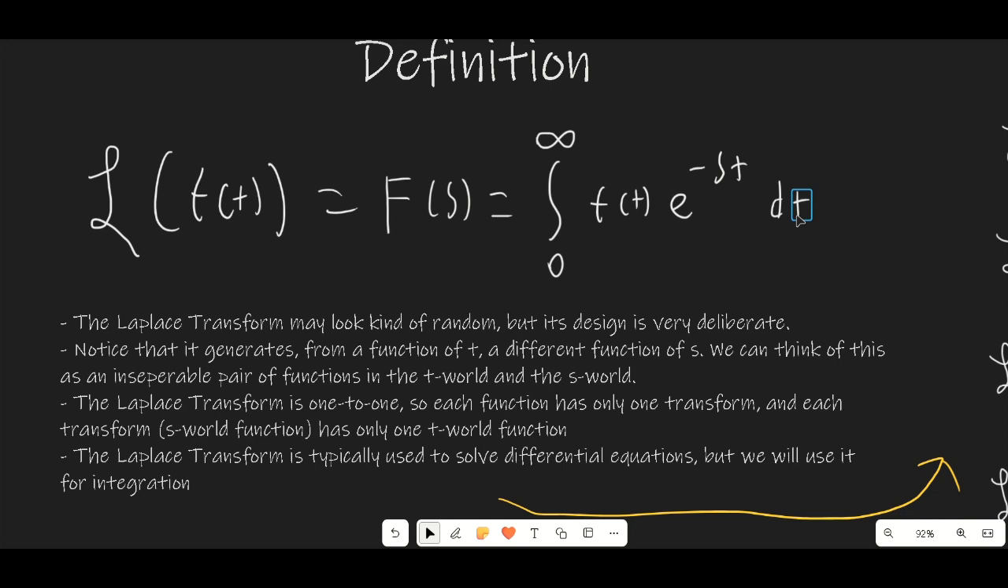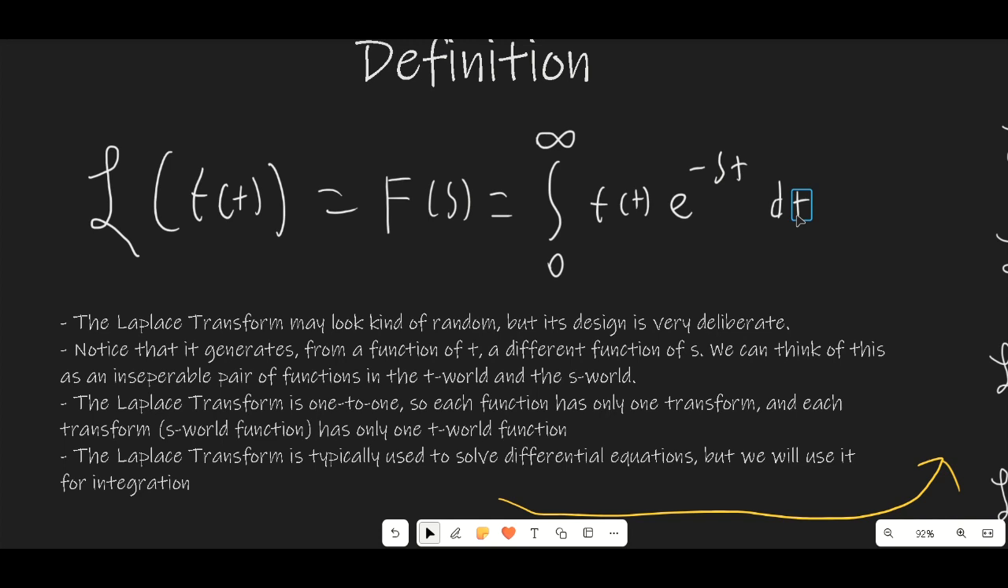You can kind of see that when you have a function of t, it's going to transform this function into a different function of s. A way to think about this is you have functions in the t world and the s world, and each function in the t world has one function in the s world that it maps onto, and that function in the s world has that function in the t world.